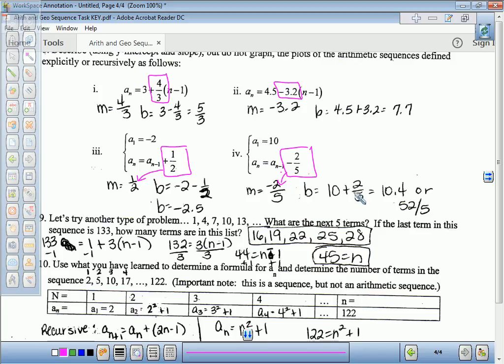Now the y-intercept isn't as important to me because most of the time when we have a sequence that relates to a word problem, we don't have a zero term. Most of the time we have a first term where we start. And a y-intercept would represent the zero term.